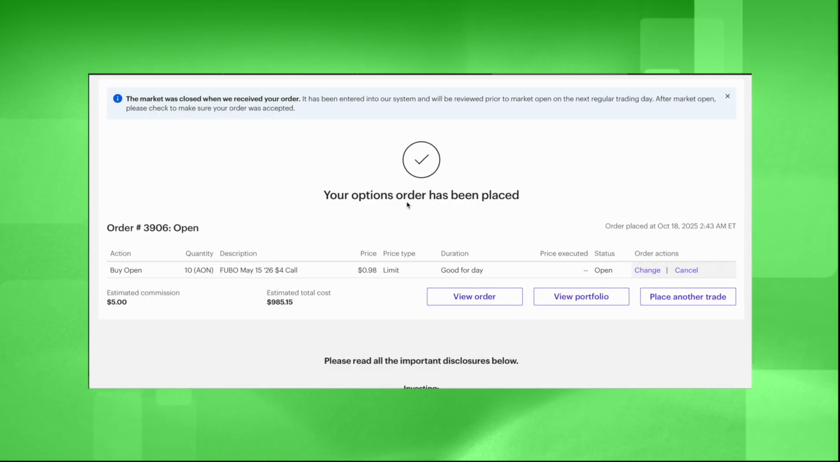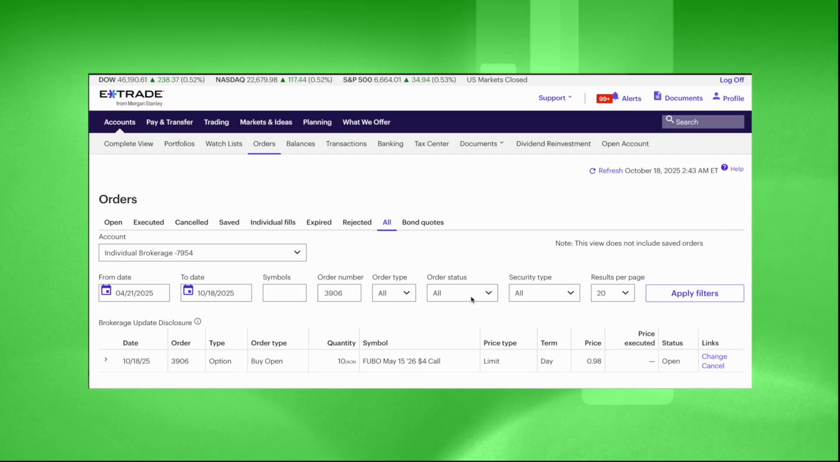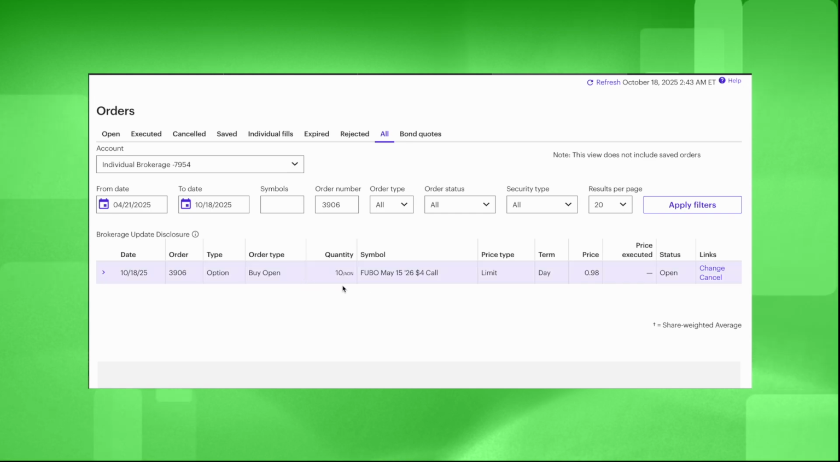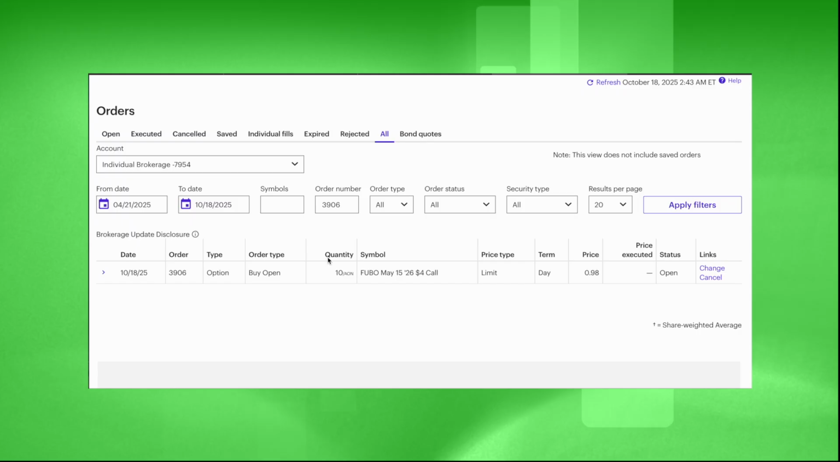It tells me your option order has been placed. Then I can go to view order because I'm obviously going to cancel it right now. And I see my order here, which is option buy to open. AON means all or nothing. That was the 10 that I chose, the 10 contracts. This is the expiration date, May 15th, 2026. It's the $4 call. It's a limit order because I'm limiting it to this price. And the status is open. So obviously I'm going to cancel that.